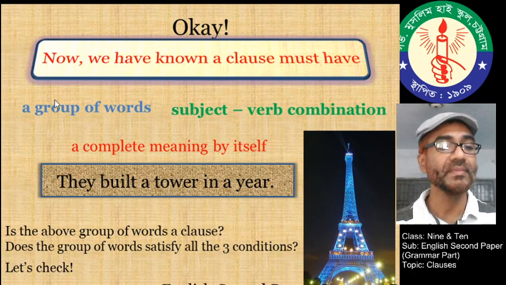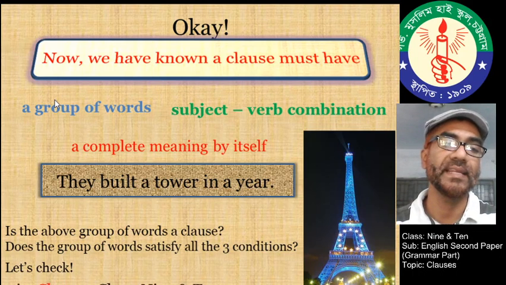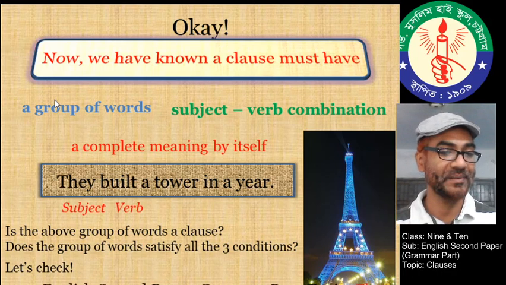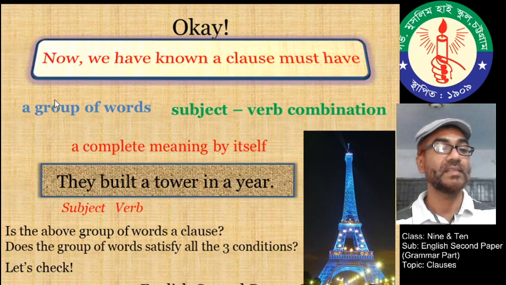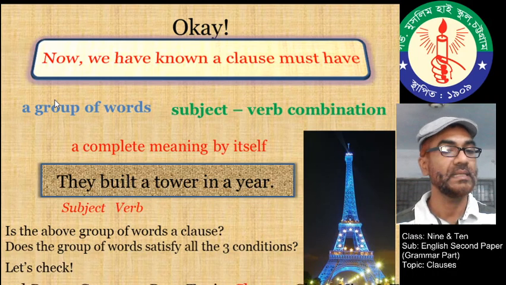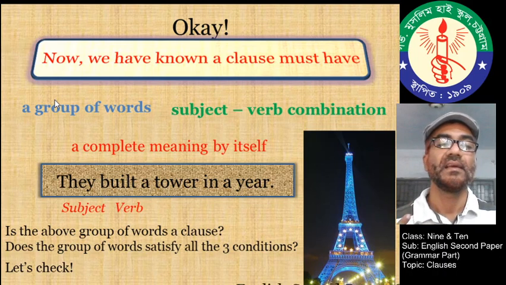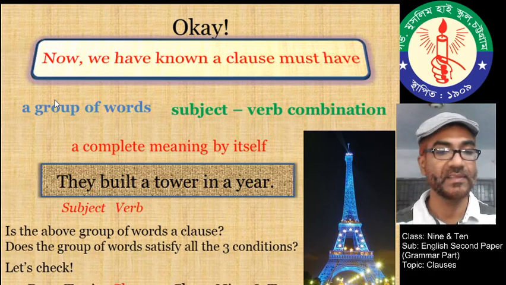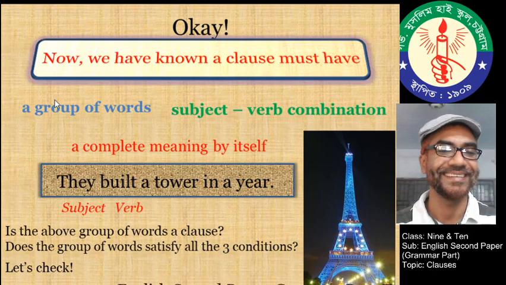Let's check. You see, they built a tower in a year. It's a group of words. They built a tower, and it has a subject and verb. They is the subject, built is the verb. So you easily get the subject-verb combination here. And I think this group of words can express its complete meaning easily by itself. So "they built a tower in a year" is a clause. Got it?